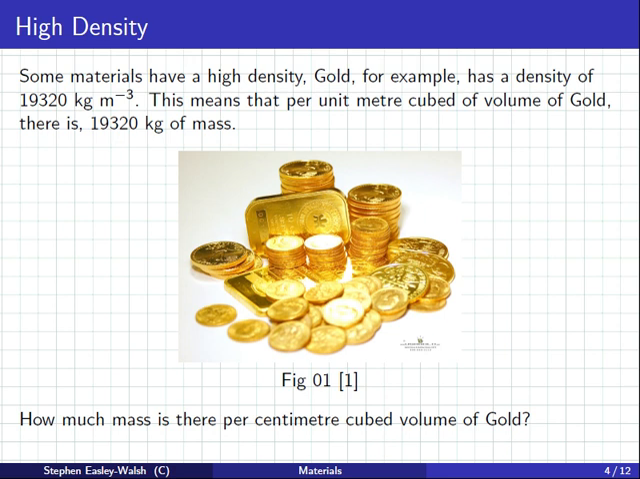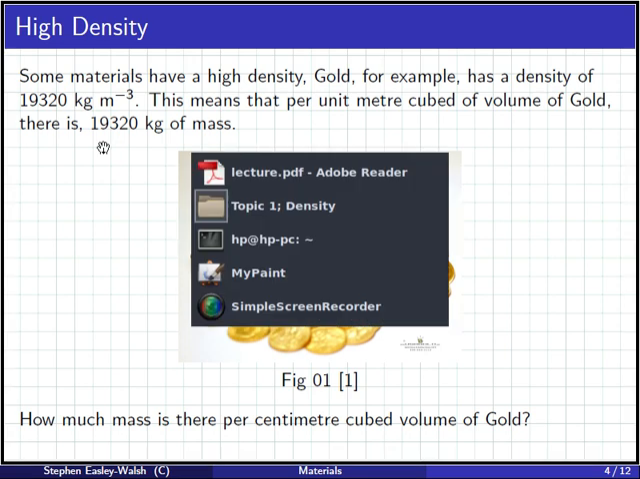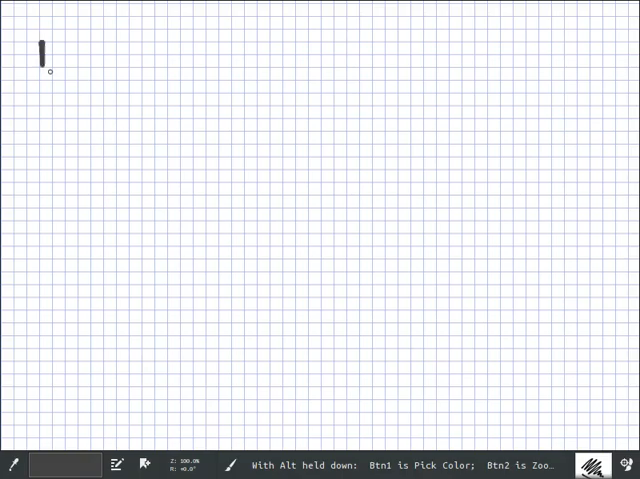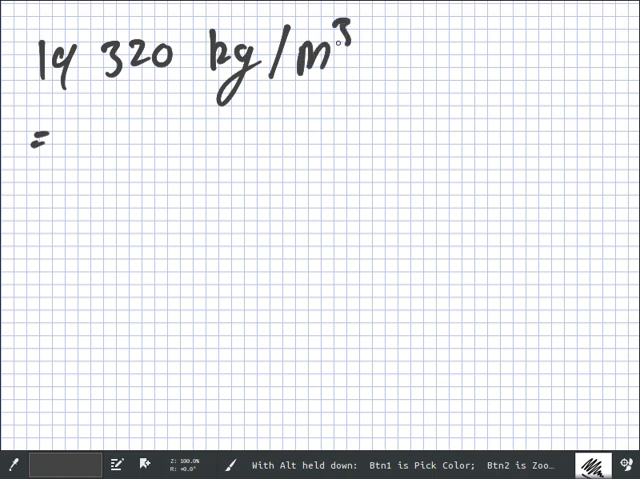Kilos times power. 19.32. Do you need to see that, or is it okay? Let's see, we'll do it quickly. 19,320 kilograms per meter cubed. How big is a kilogram? 1,000, 10 to the 3, isn't it?